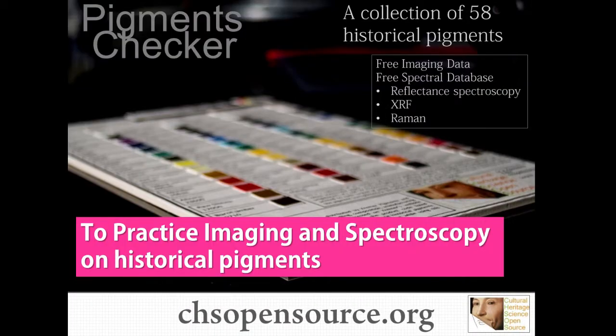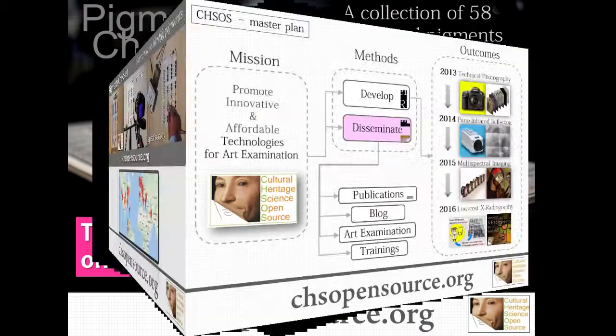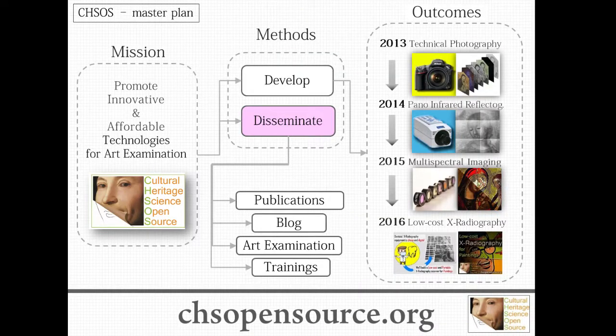This is the pigment checker, a collection of historical pigments, and this is meant for education. These are certified standards of historical pigments, so that universities and research centers can practice these analytical methods, imaging and spectroscopy, on reference standards. Okay, so this is what we are distributing. So this was about this master plan of developing our tools. Every year we try to add a little bit of new tools to focus on that.